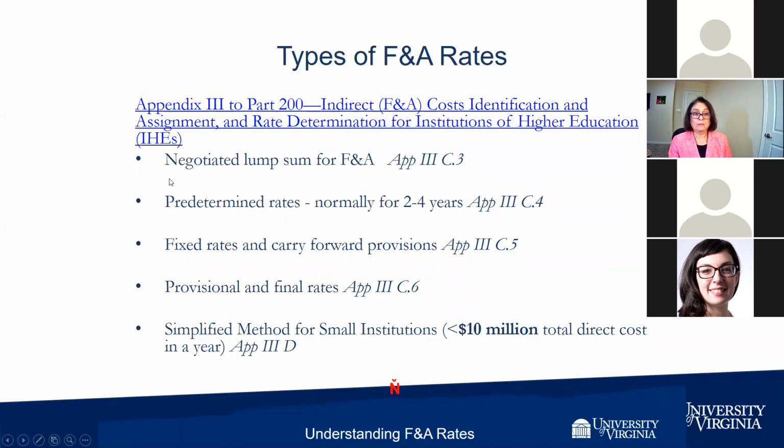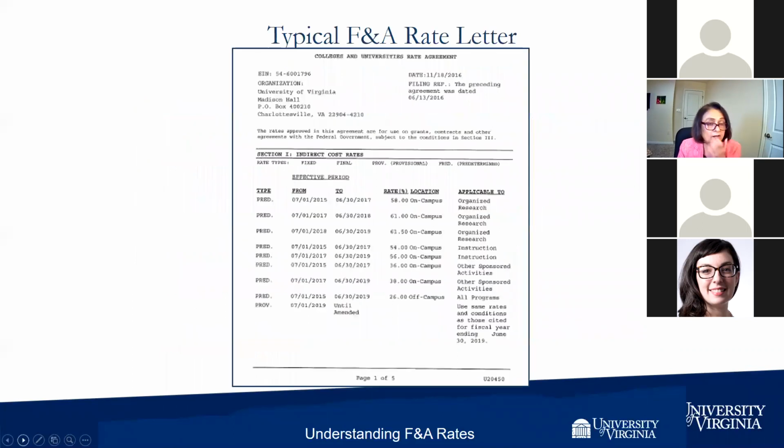There is a lump sum F&A rate. We use the predetermined rates normally for 2 to 4 years. And this is where you can actually see all the different types of F&A rates.